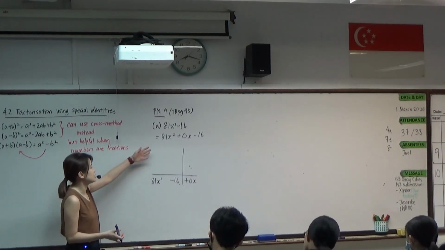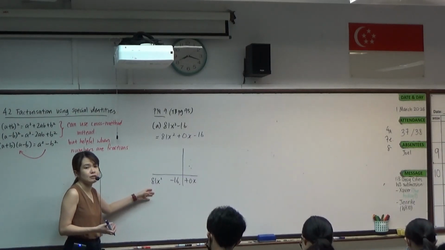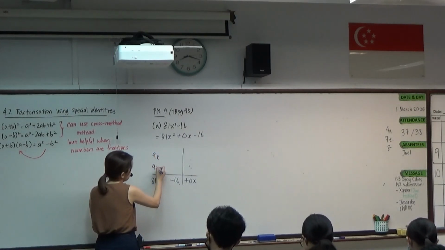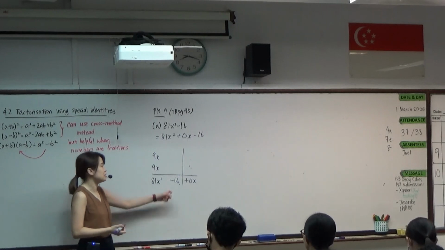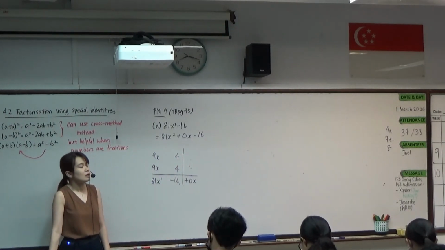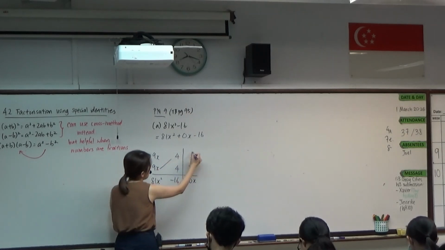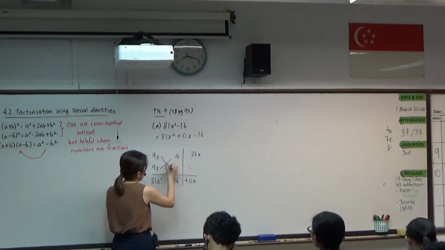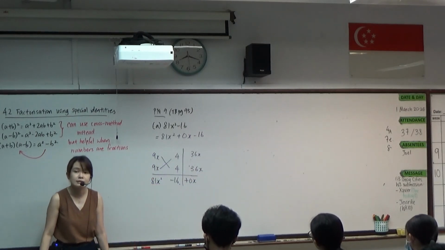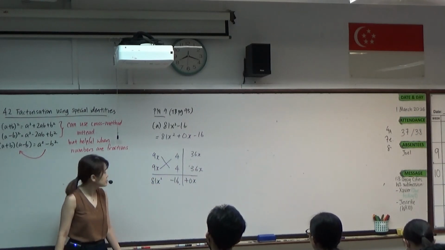Then we need to decide what will give us 81x squared. Maybe we do a 9x and 9x. And then for 16, maybe we do a 4 and 4. Then we cross, we get a 36x here, and then a 36x here also.